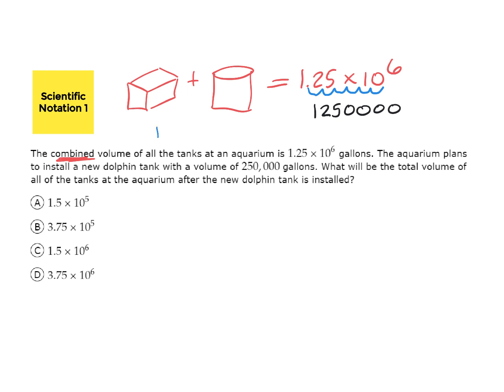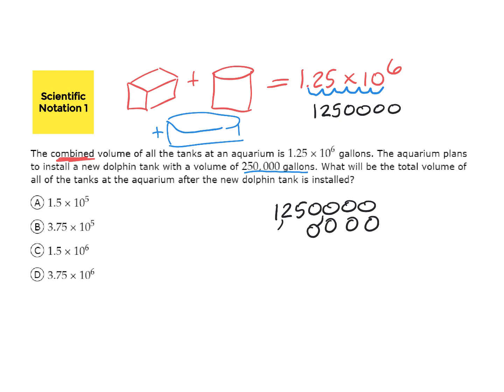They're going to add that. So here's our new dolphin tank, and it has a volume of 250,000 gallons. So that's already in standard form. Now the total volume of all the tanks after it's installed is what it was before, 1,250,000 plus the new dolphin tank at 2.5 million, and now you want to add them together.